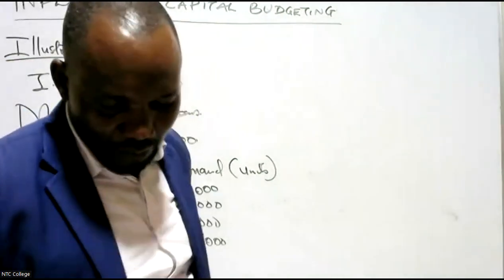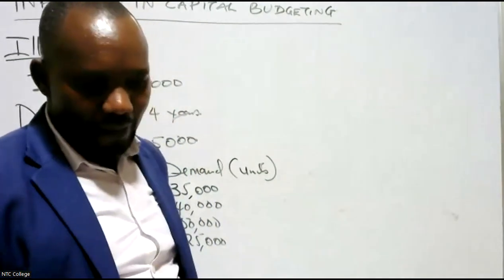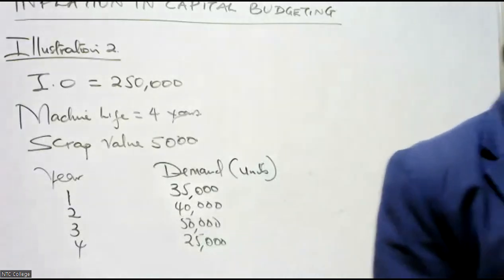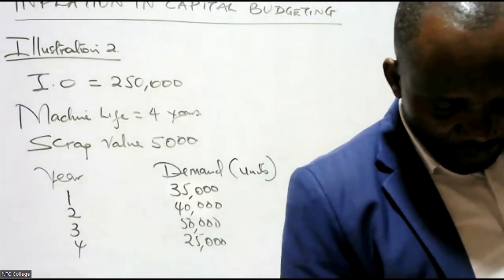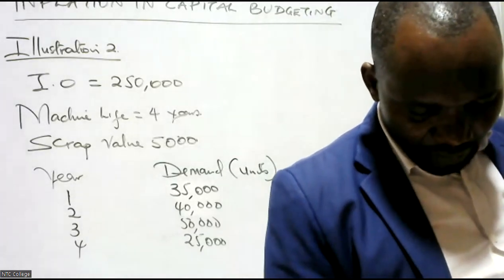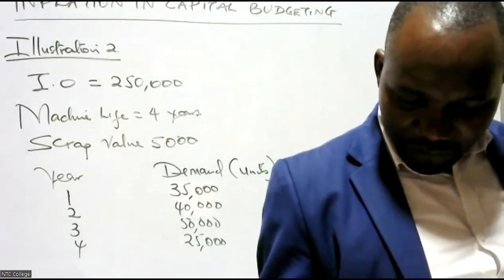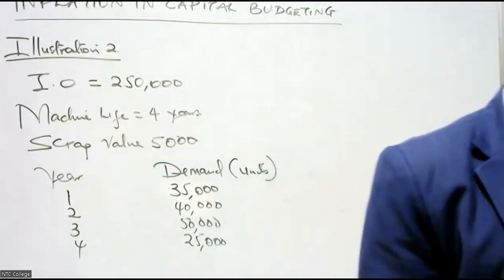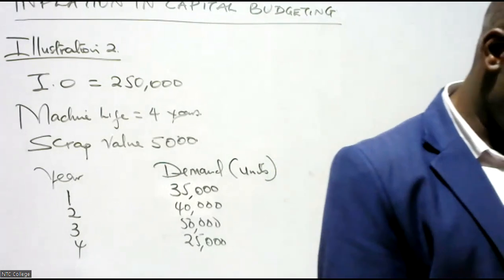Tax allowance, or tax allowable depreciation, is 25% on a reducing balance.